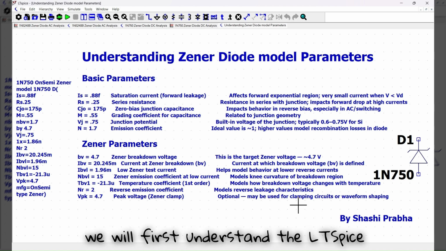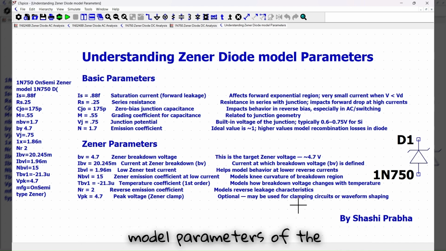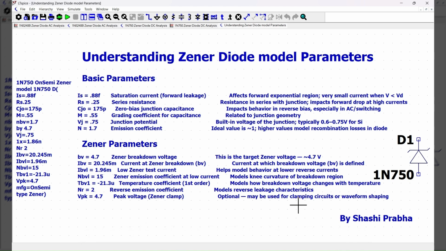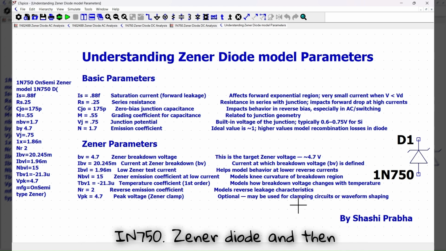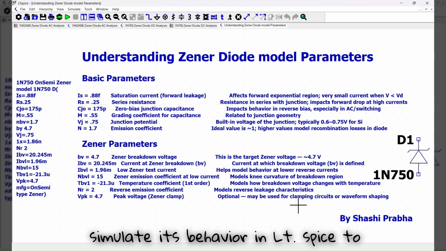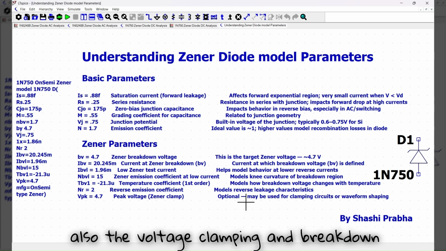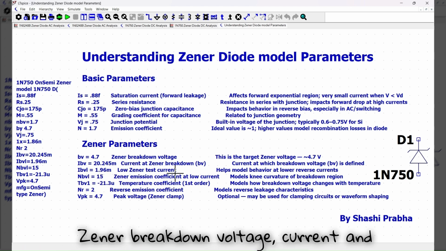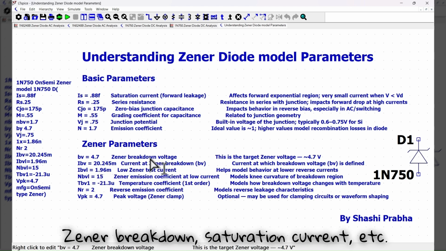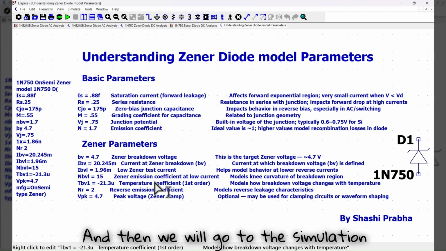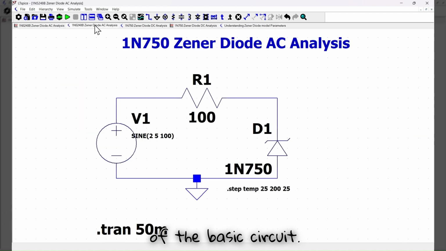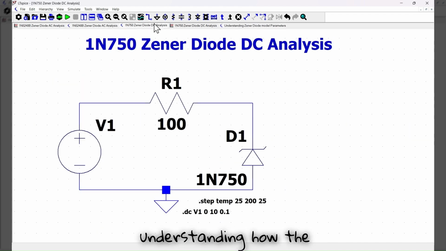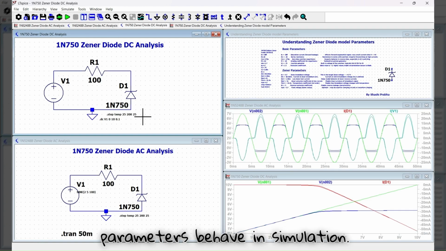So, in this video, we will first understand the LTspice model parameters of the IN750 Zener diode, and then simulate its behavior in LTspice to observe the voltage clamping and breakdown characteristics, such as Zener breakdown voltage, current at Zener breakdown, saturation current, etc. And then we will go to the simulation of the basic circuit and understand how the parameters behave in simulation.